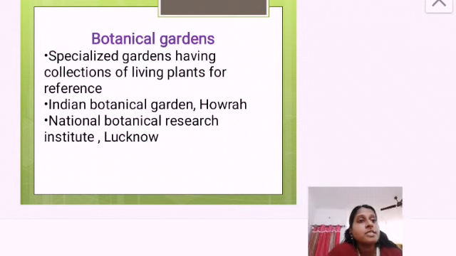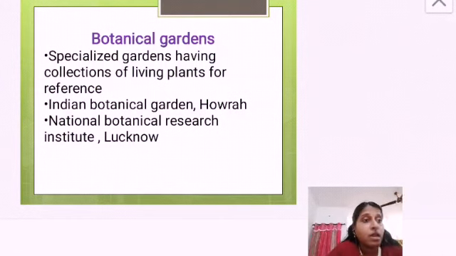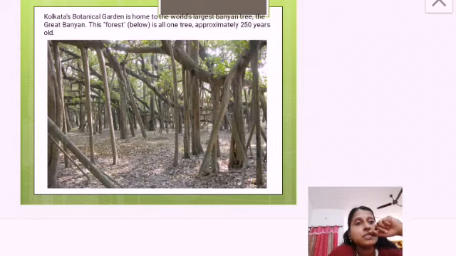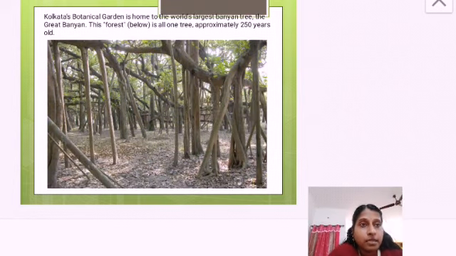So it is a specialized garden having a collection of living plants for reference. For reference, mango, jackfruit, everything has been kept over there, and it has been labeled also. The class, everything has been written. At least if they are not writing the class, they would have mentioned the binomial name. Usually they write the binomial name. The Indian Botanical Garden, Howrah, and the National Botanical Garden Research Institute, Lucknow are examples of botanical gardens. This one is the great banyan tree which you can find in the Calcutta Botanical Garden.